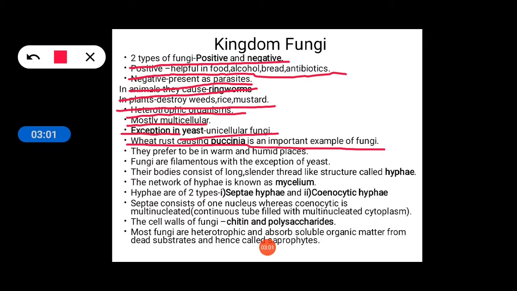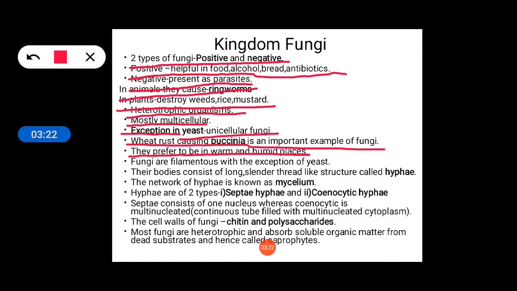They prefer warm and humid places. Fungi prefer to live in warm and humid places. Humid means the places where there is water vapor in the atmosphere. So fungi prefer such places where there is presence of water vapor in the atmosphere and the place is warm.